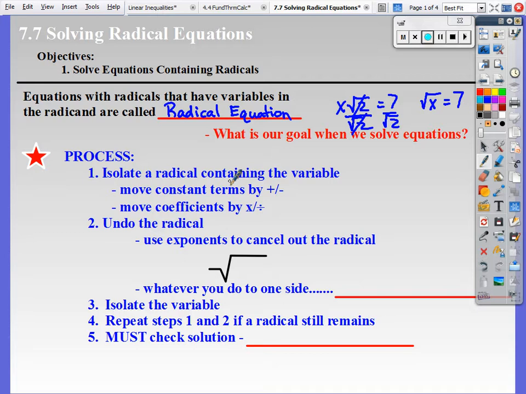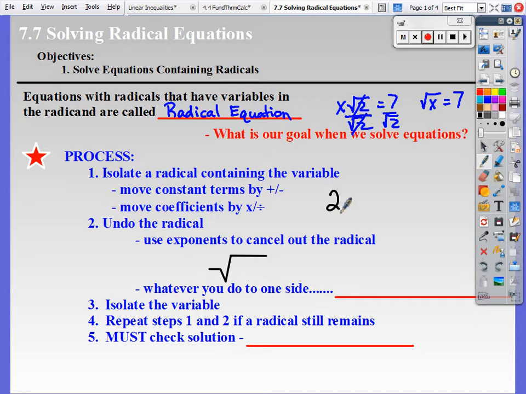If there's something on the outside of the radical, let's say you had something like square root of x plus 3 equals 7. Well, this is what we're trying to get by itself, so we can get the x by itself. So the first thing we always have to do is move any constants or coefficients that are outside the radical, move those opposite the radical so that we can get that radical by itself, simply by, in this case, subtracting 3. That's what we're talking about here, isolating a specific radical with a variable inside. So move constants by addition and subtraction, move coefficients by multiplication.